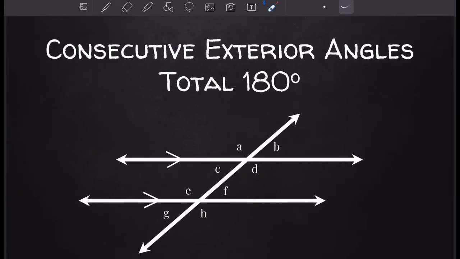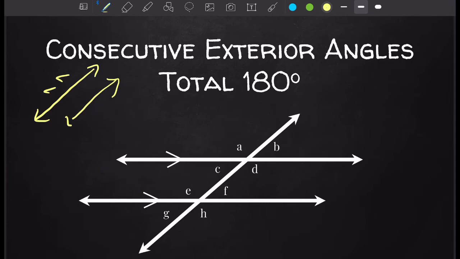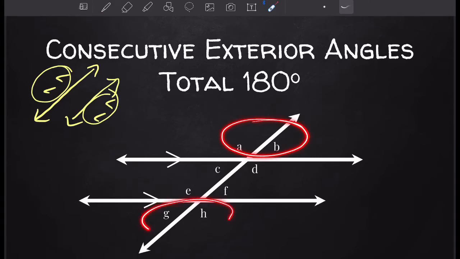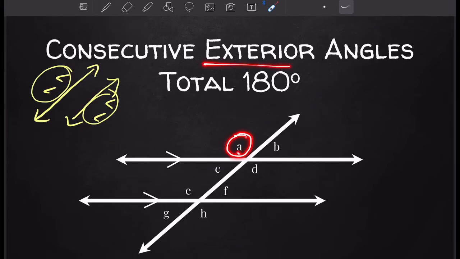Now, if we have consecutive interior, of course, we have consecutive exterior. We already know consecutive means they're on the same side of the transversal line, either both on the left or both on the right. And exterior means they're outside the parallel lines. So if we're looking at A, that's outside, so that's exterior. What is its consecutive angle? Its consecutive angle would be angle G. It cannot be C, it cannot be D because it needs to be exterior, outside.